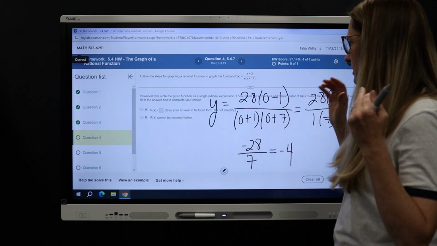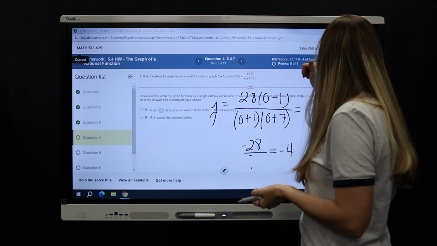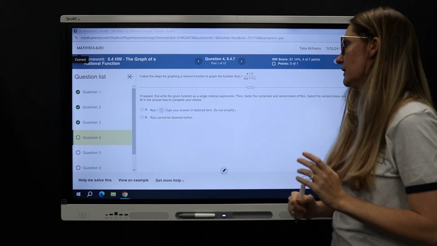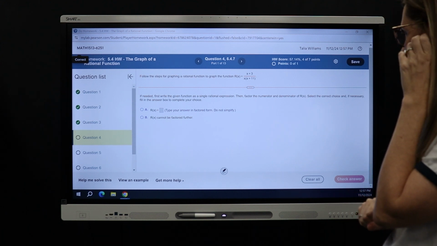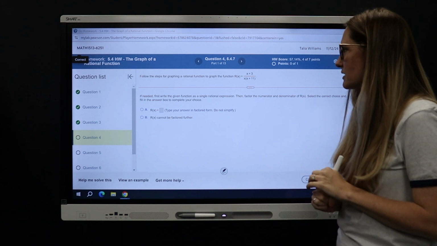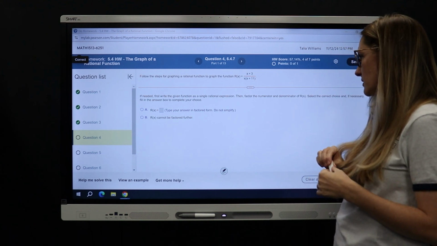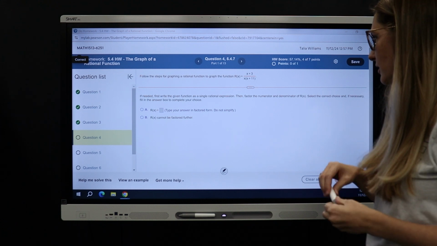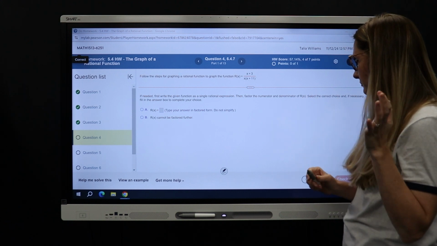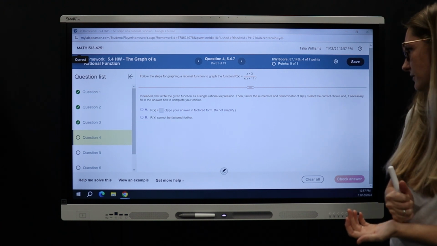Okay, now we're getting into those really long problems, 13 parts. There's 3 of these. So even though this is 6 questions, this is going to be one of our longer lessons. It does get redundant though, so it asks the same thing, just a couple different ways. Follow the steps for graphing a rational function to graph the function r of x equals x plus 3 over x times x plus 11. If needed, first write the given function as a single rational expression, then factor the numerator and denominator of r of x. Select the correct choice, and if necessary, fill in the answer box.